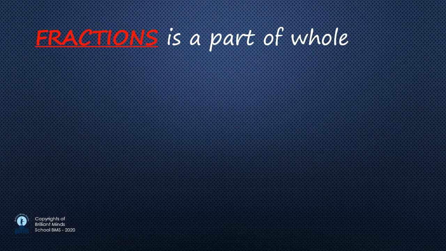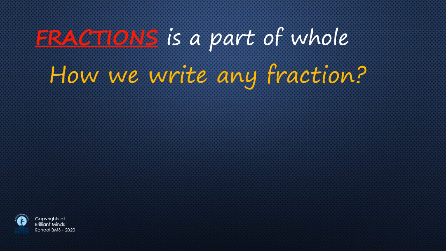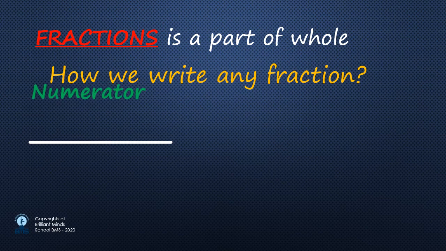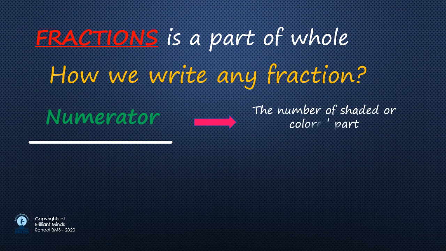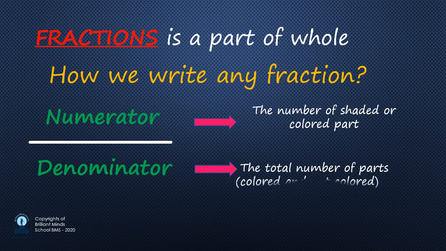First, let's remember together what the fraction is. We said what the meaning of fraction is before. The fraction is a part of a whole. Okay? And we said also any fraction, we can write it in the form of n over d. Do you remember what the n and what the d are? N represents the numerator and d the denominator. What is the numerator? The numerator is the number of the shaded parts or equal parts. What about the denominator? The denominator is the total number of parts, colored and not colored, shaded and not shaded.